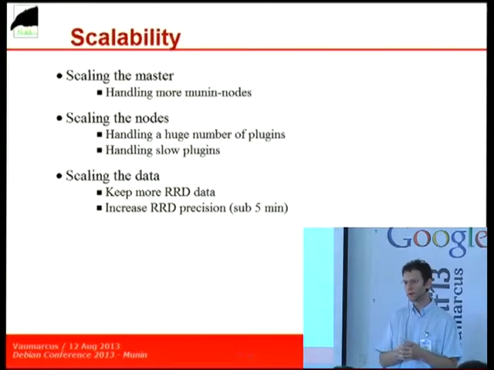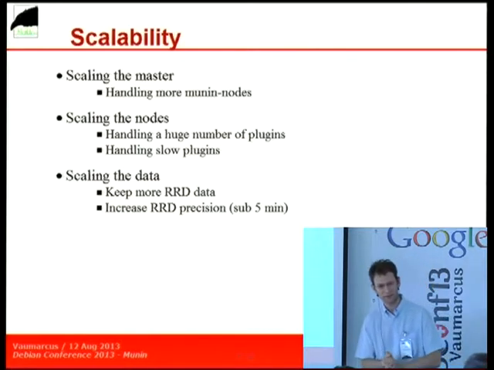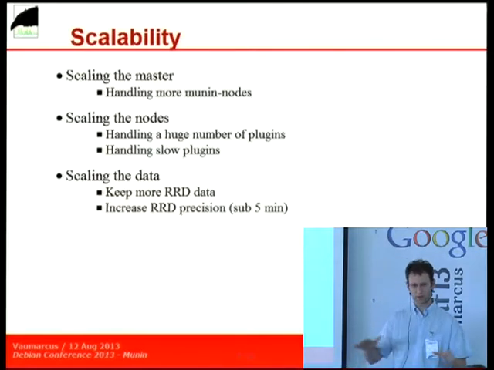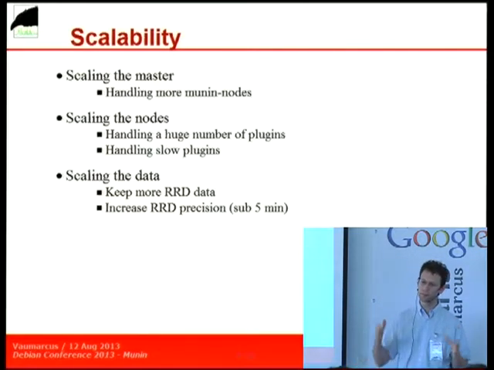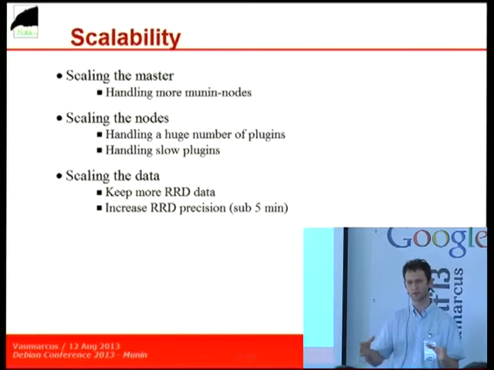And the thing is, some also have slow plugins. We already discussed that the Munin update should take less than 5 minutes. Otherwise, well, bad things happen. That's one point, and that's a hard rule. If your Munin updates take more than 5 minutes, the really bad thing happens: mostly white bars.